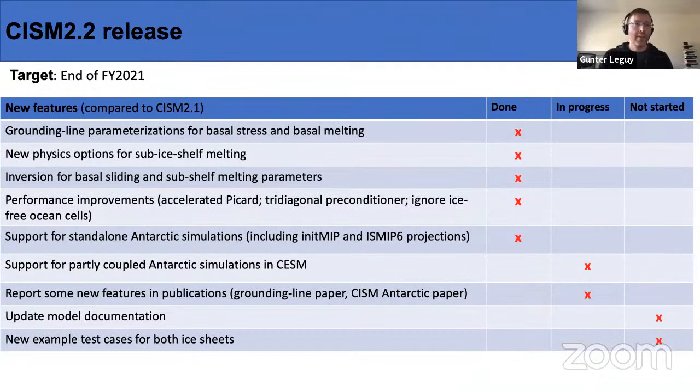The Cryosphere Discussions. What needs to be started is to update the model documentation and to create new test cases, new examples in the standalone repository, and that I will take care of shortly. Those standalone test cases will be about Greenland and Antarctica.